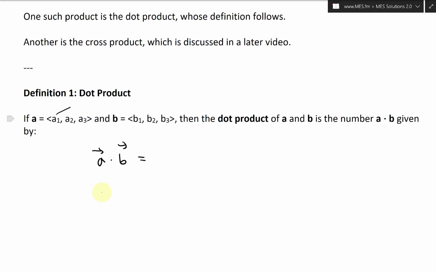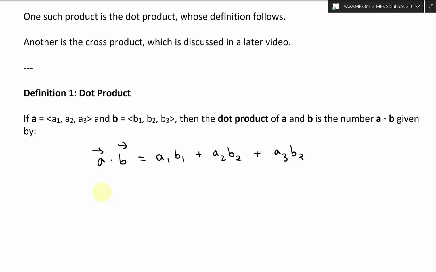This one, we're going to have the components multiply: A1 by B1, then A2 by B2, then A3 by B3, and then add all of them up, and we're going to get this. So we're going to get A1 B1, plus A2 B2, plus A3 B3. This is the definition, and then we're going to show that this is an actual useful quantity.